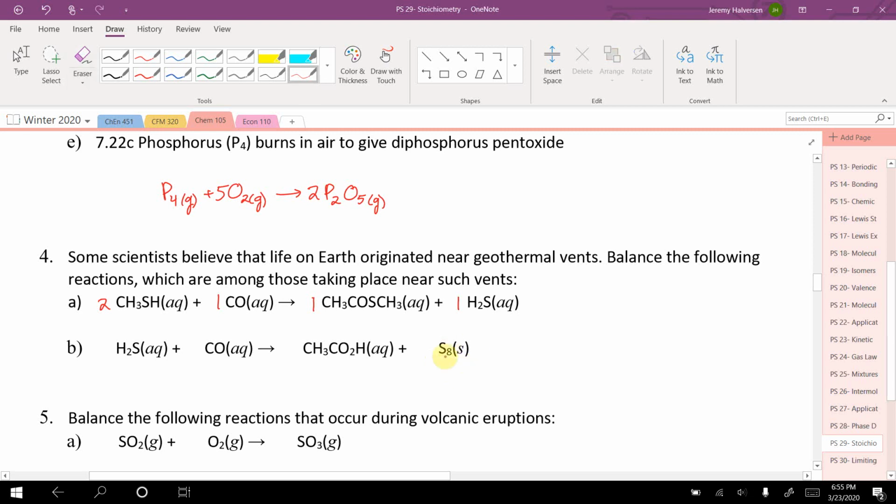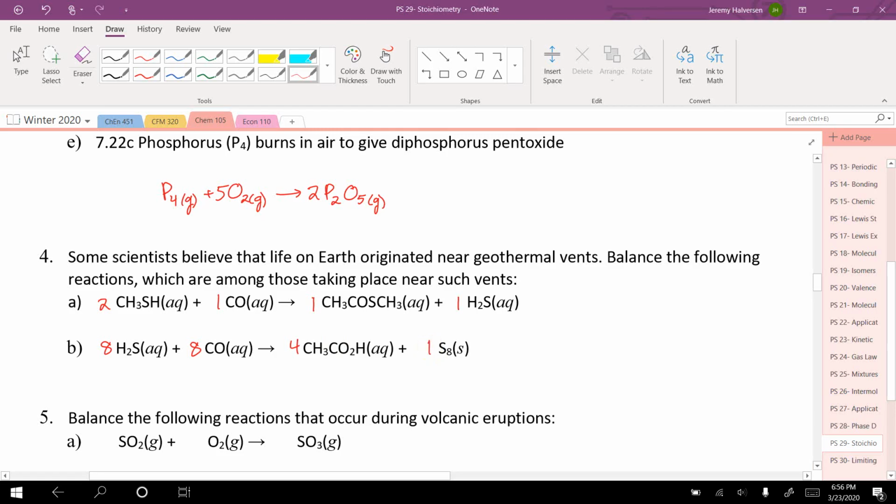So let's start there. S8, so I'm going to need 8 here for those sulfurs, which gives me 16 hydrogens, and these come in sets of 4, so I'll need 4 of these molecules to give me my 16 hydrogens. And that gives me 8 carbons on the right, which means I'll need 8 carbons on the left. I can check my oxygens. I have 8 oxygens here, and 4 times 2 is 8 oxygens there. Awesome.